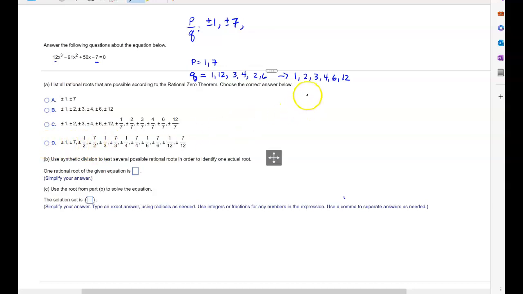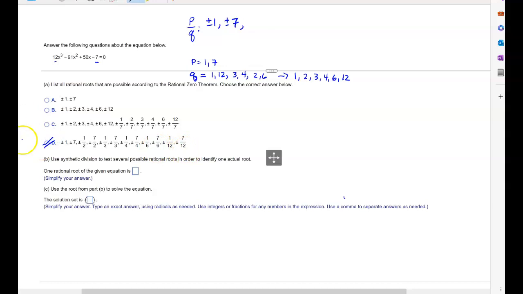And then next, you divide 1 and 7 by 3. So that would be this. And 1 and 7 by 4. And then by 6 and then by 12. So it looks like letter D is the answer.